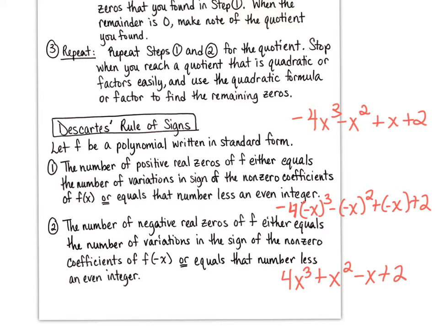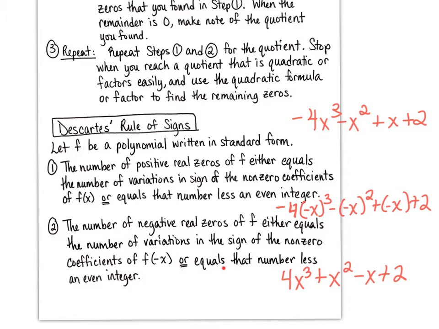How many variations here? 2? 1. I'm asking. 2. Where are they at? Where are they? Going from what to what and what to what? Plus to minus, then minus to plus. Going where though? From plus x squared to negative x, yes, and then from negative x to positive 2. So you have 2 variations.